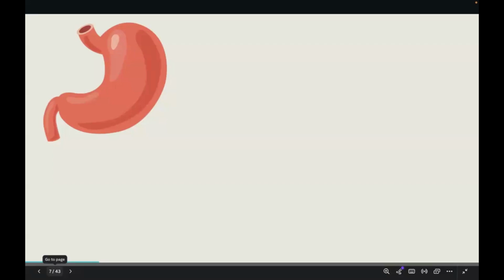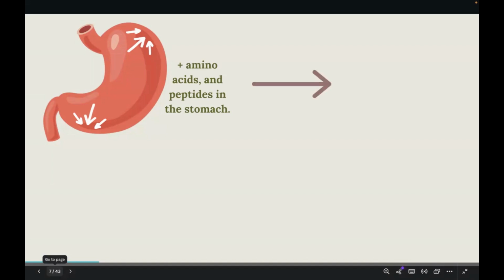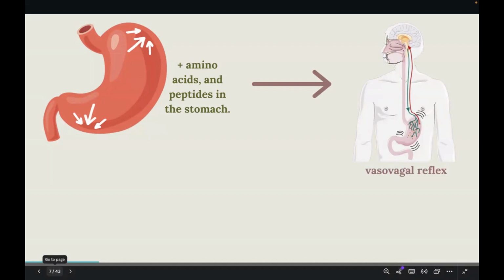What is going to happen to the stomach? Actually, what is the stomach made of? The stomach is basically muscles, right? And it's usually shrunken when it has no food in it. So when the food starts to enter, this is going to distend the stomach. It's going to start to expand. And in addition to amino acids and peptides in the stomach, whenever the stomach senses amino acids and peptides in it, this is going to stimulate the vagus nerve again. However, this time it's on a way bigger scale, and it's known as the vasovagal reflex.